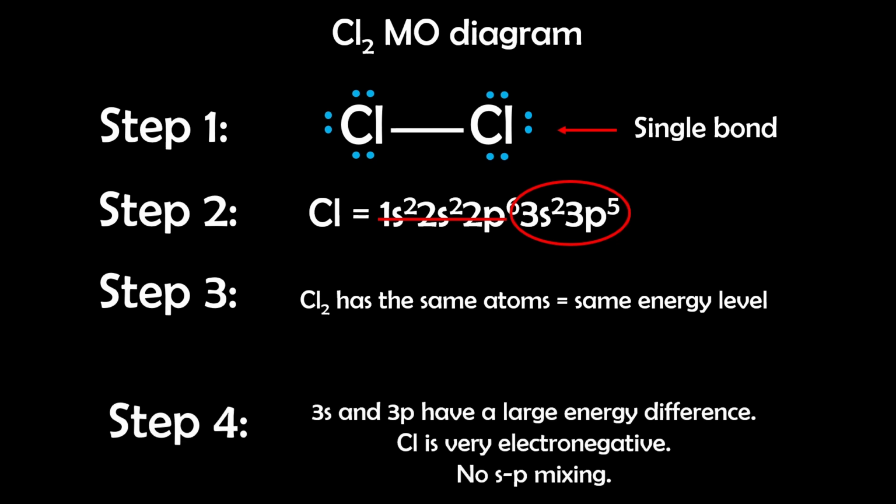Step 4. sp mixing. For chlorine, significant sp mixing is not expected. This is because the 3s and 3p orbitals are separated by enough energy that they do not strongly interact. A useful way to think about this is that sp mixing is strongest when orbitals of the same symmetry are close in energy and electronegativity is relatively low, like below 2.5. However, I would not treat electronegativity as a strict rule here. It is only a rough guide because the real issue is orbital energy separation.